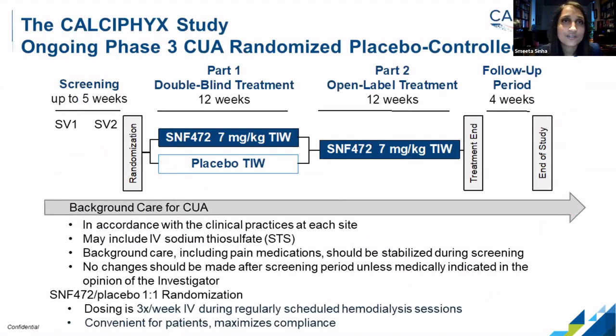And this is a phase 3 randomized placebo-controlled trial. Patients will go into screening and then they'll be randomized to receive study drug or placebo for 12 weeks. It was important that all patients got the drug at some point. So even if they receive placebo for the first 12 weeks, they will then get open label treatment for another 12 weeks, and then they'll be observed. So it's a 6-month treatment, IV infusion during hemodialysis.